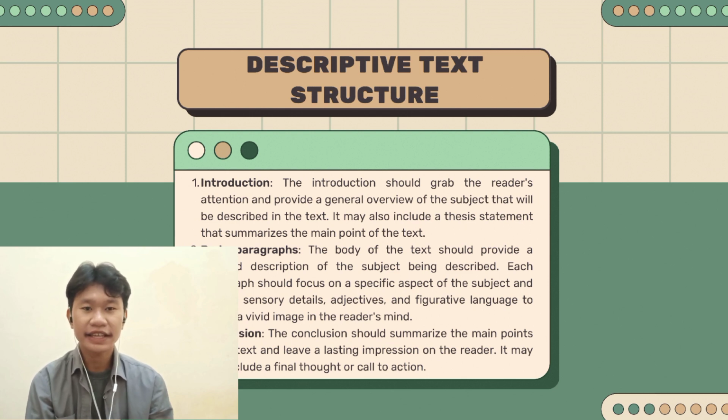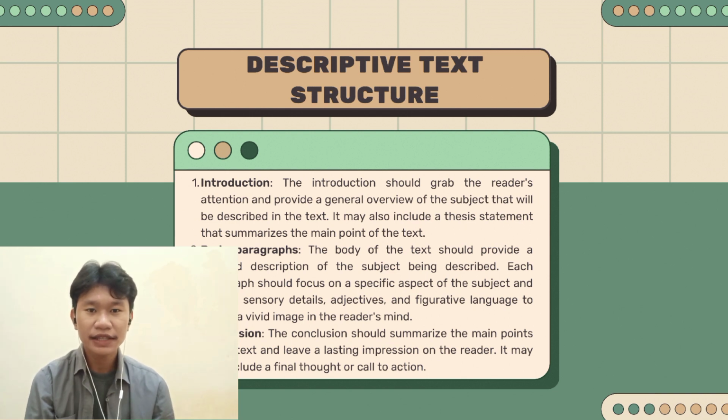The next is body paragraphs. The body of the text should provide a detailed description of the subject being described. Each paragraph should focus on a specific aspect of the subject and include sensory details, objective descriptions, and figurative language to create a vivid image in the reader's mind.